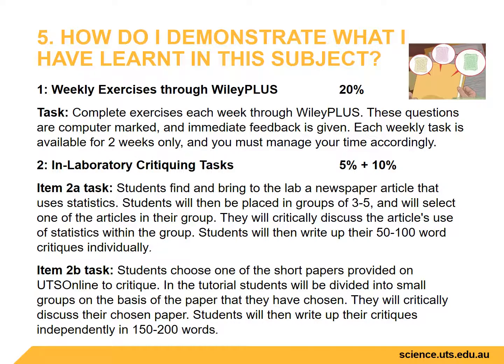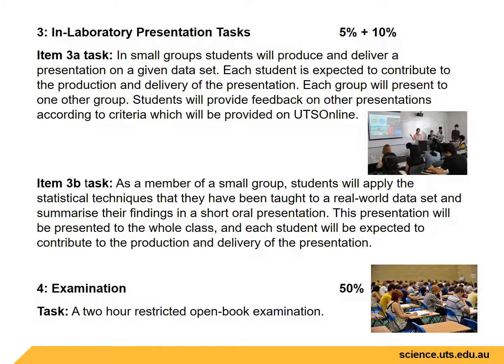How do I demonstrate what I have learnt in this subject? There are 4 assessment items in this subject. There are the 9 weekly exercises with Wiley+ that in total are worth 20%. There are 2 critiquing tasks. The first is worth 5% and the second is worth 10%. There are 2 presentation tasks. The first is worth 5% and the second is worth 10%.